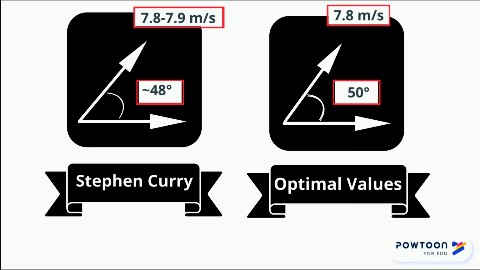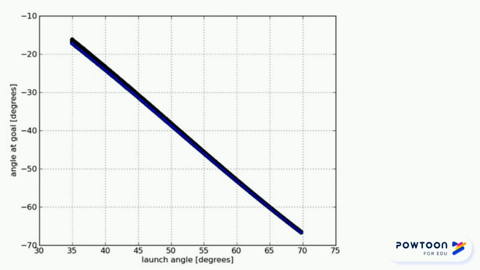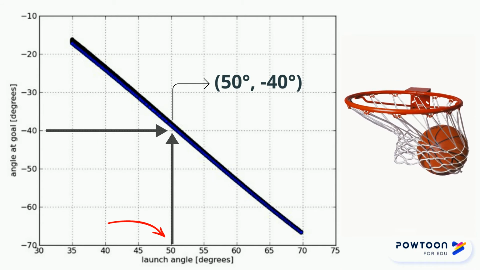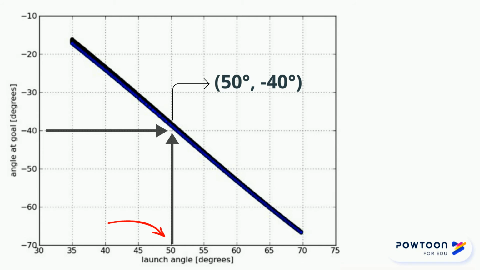these shots so consistently. We can also plot the angle that the ball makes with the rim on its descent into the basket versus its launch angle. There's clearly a linear correlation between these two variables. If the optimal launch angle is 50 degrees, then this would correspond to an entering angle of about negative 40 degrees, which leaves lots of extra space for the ball to enter the basket and thus the greatest margin of error allowed, which agrees with our previous plot.